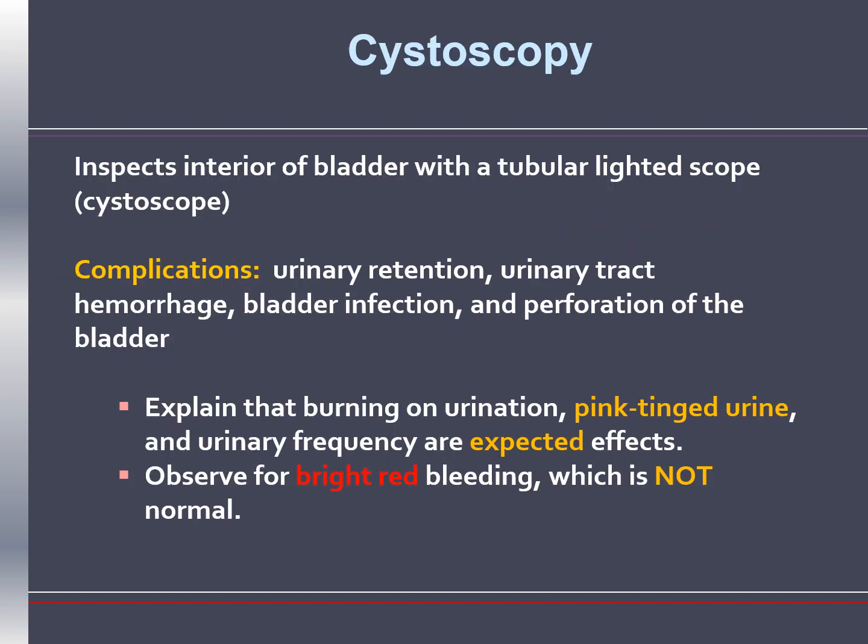And then a cystoscopy. This inspects the interior of the bladder with a tubular lighted scope, or a cystoscope. Complications: urinary retention, urinary tract hemorrhage, bladder infection, and perforation of the bladder. You are putting something inside the bladder. So usually you need to explain the burning on urination afterwards, pink tinged urine, and urinary frequency, usually expected because you've irritated that bladder. If they have bright red bleeding, that is not normal, and so they might be hemorrhaging or having other issues, so they need to be checked.